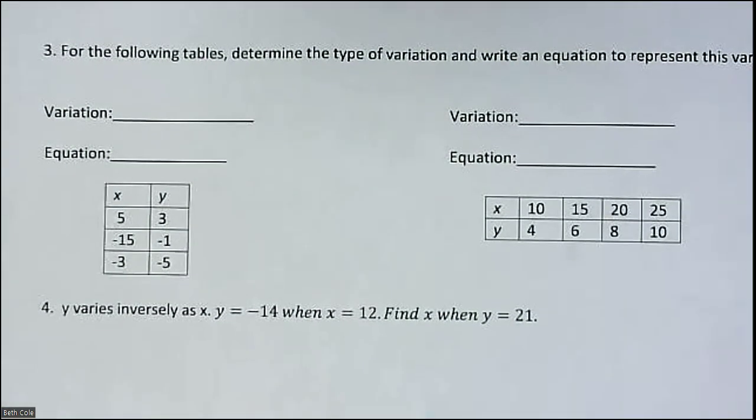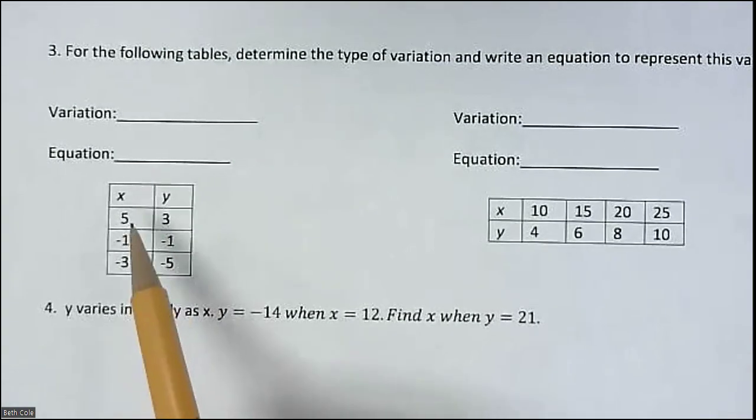Alright, so for the following tables, we're gonna determine what type of variation. If you multiply them together, it's inverse. If they make a straight line, it's direct, or if you divide them, it's direct. And then write the equation. So look at this one. I would kind of just look at the numbers and see what happens there.